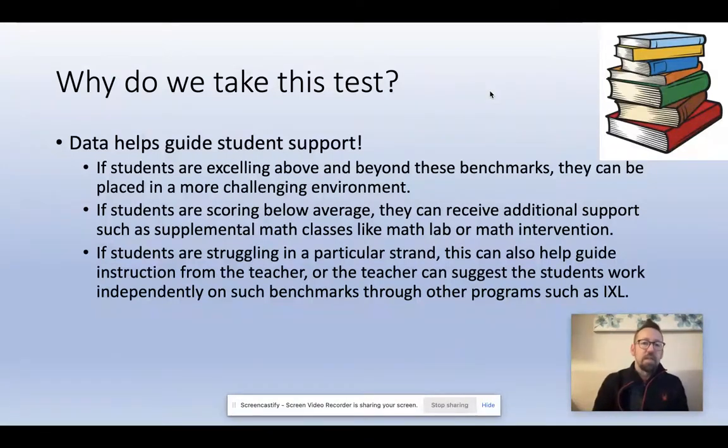So if you're excelling above and beyond these benchmarks, we can place you in a more challenging environment. So it helps us see if maybe we need to push you and put you in a different place. So in terms of your placement in classes, this data and this score helps us do that. If students are scoring below average, they can receive additional support, such as math lab or math intervention, some kind of supplemental classes that allow you to get some extra practice.